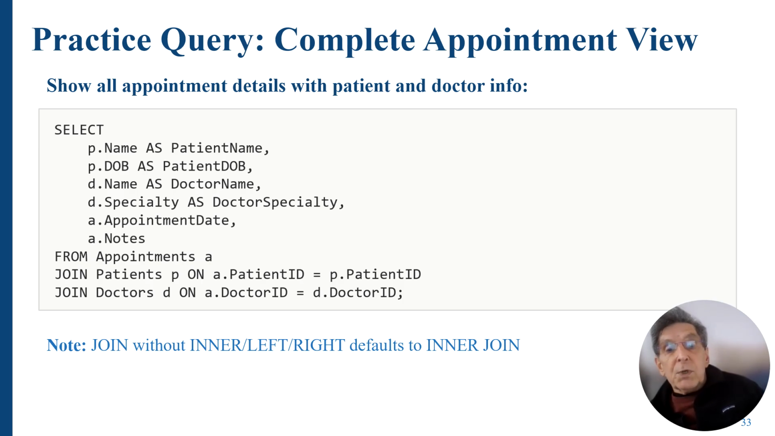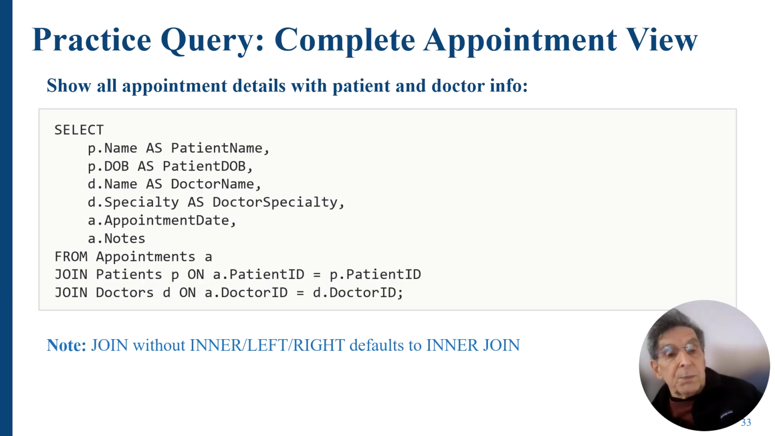Let's look at another example. Complete appointment view. Show all the appointment details with patient and doctor information. This query creates a complete view of all the appointments with patient and doctor information, and we will join all three tables: appointments to patients and appointments to doctors. There's no where clause because we're not looking for just a single patient. So we get every appointment in the system.